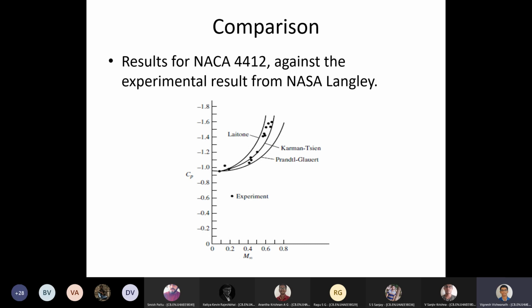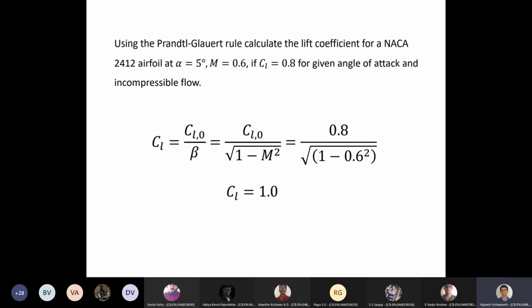What we have to infer is that even though the Laitone theory is a better theory, it is still not as good as the experiment, because the experiment only produces about minus 0.6, whereas the theory goes as low as minus 1.4 or minus 1.5. This is because we only take the linear effects, and the non-linear effects are neglected. Also, we consider the flow to be inviscid, as in D'Alembert's paradox, but in reality that's not the case.